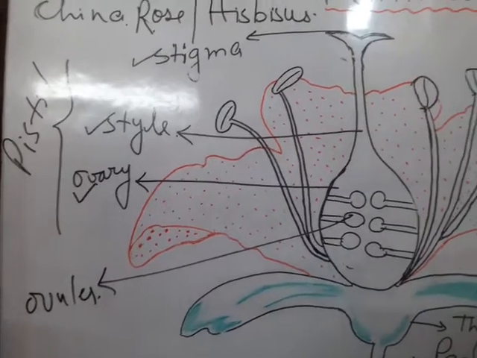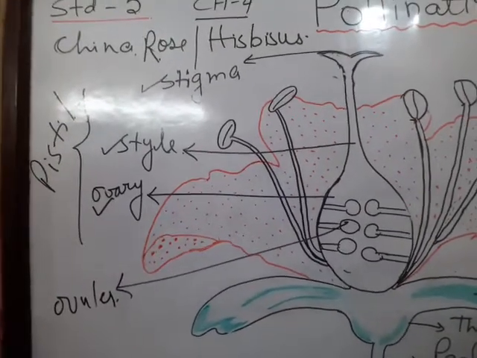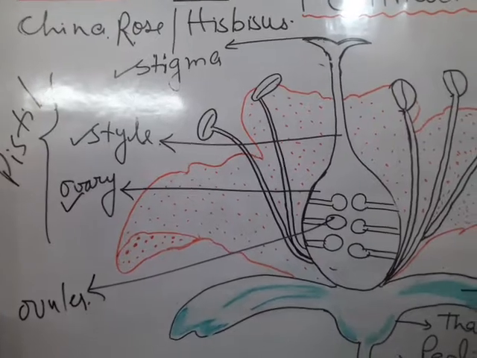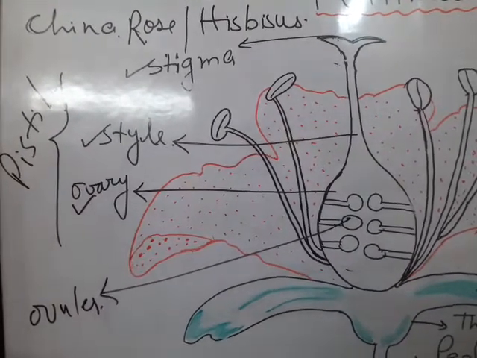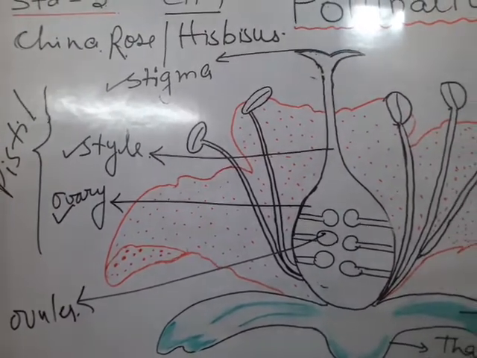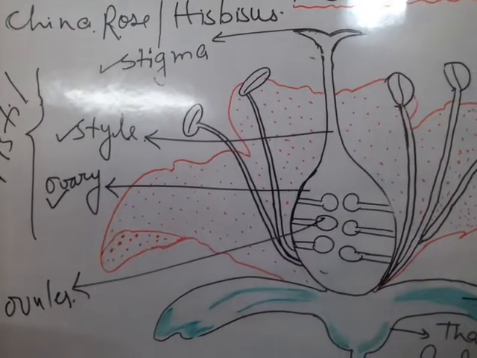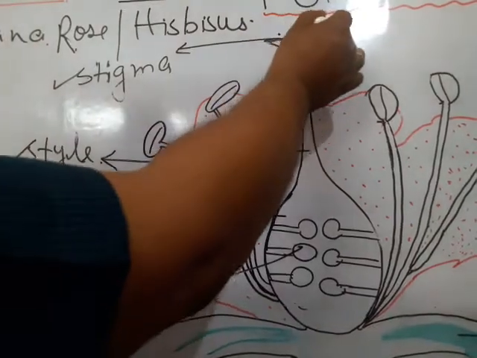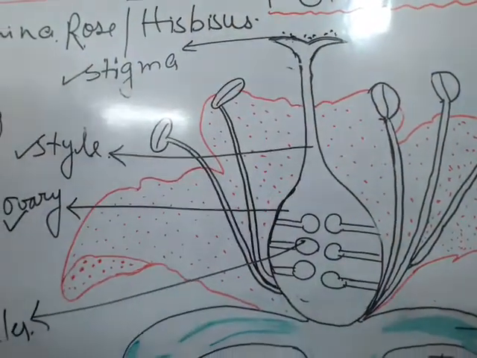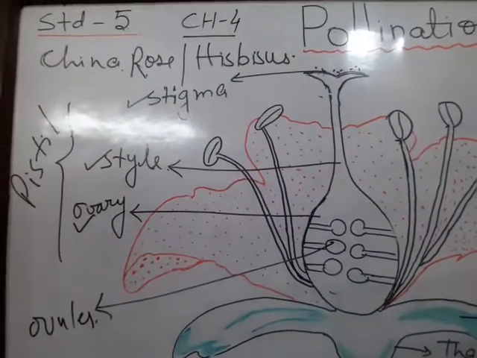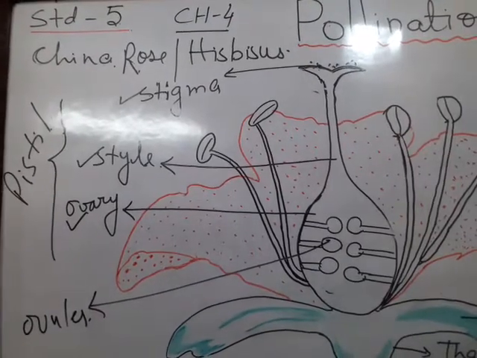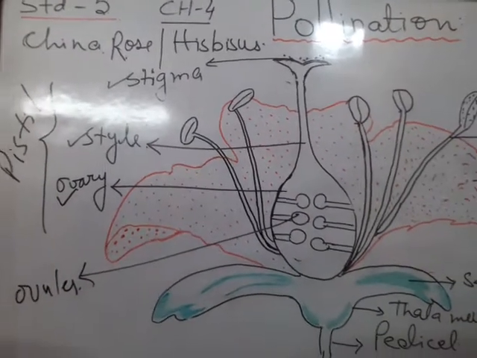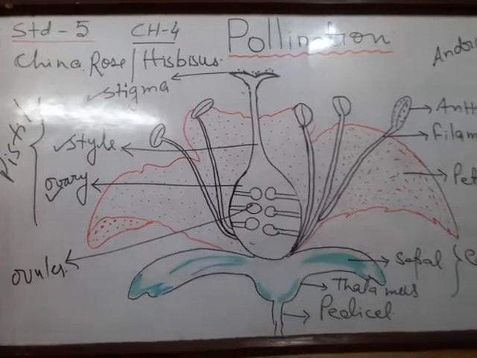The long, thin and tube-like structure of the pistil is called the style, which joins the stigma to the ovary. The swollen and sticky tip of the pistil is the stigma. So this stigma is a bit sticky. When an insect sits on it, it can easily dust off its pollen. The stigma traps the pollen grains that fall on it.